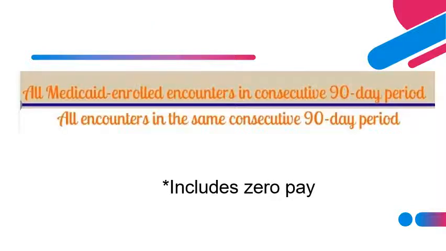You will calculate your PV by taking all Medicaid enrolled encounters in a consecutive 90-day period, including all zero-pay Medicaid encounters, and dividing that number by all the encounters you had from the same 90-day period. And remember, unless you're a pediatrician, the resulting percentage needs to be at least 30%.